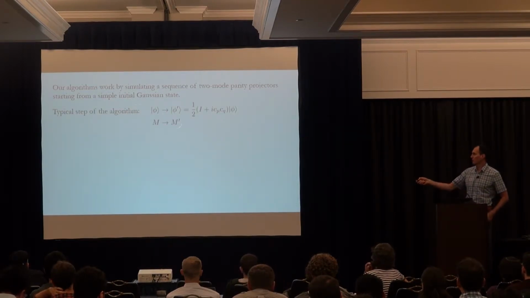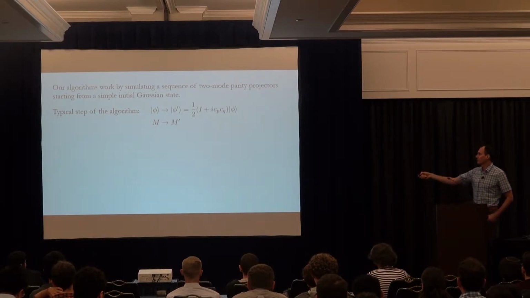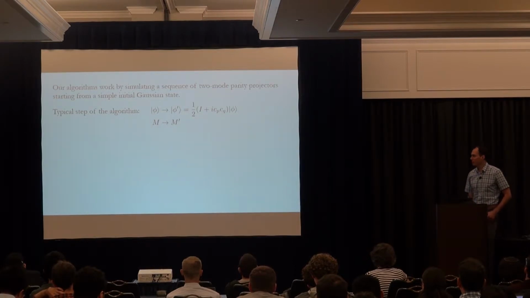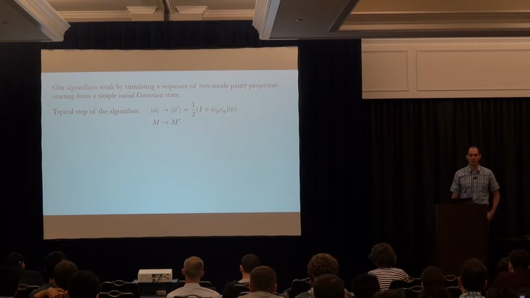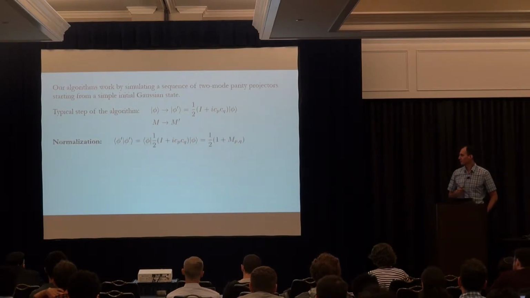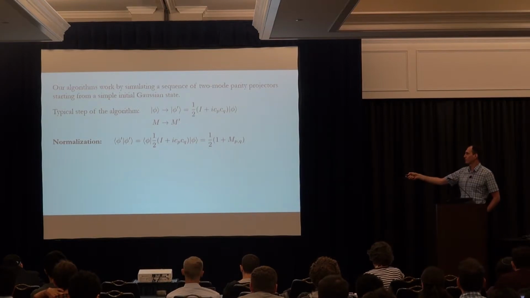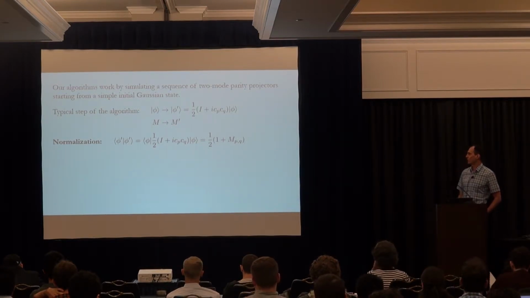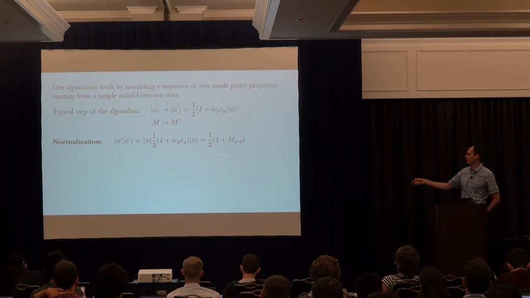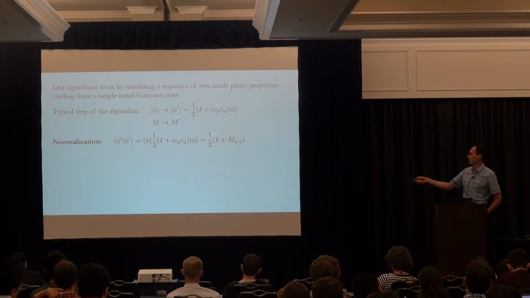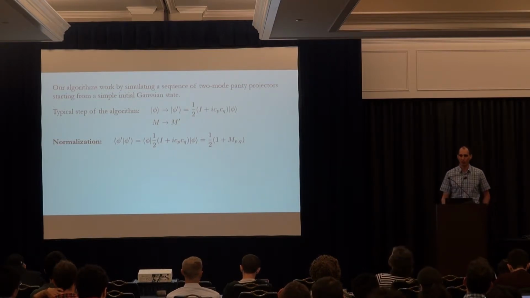And so this is a typical step of our algorithm. We have some Gaussian state phi, and we know its covariance matrix M. Then we apply this parity projector and get some other Gaussian state phi prime. Our job is to compute this new covariance matrix M prime. First of all, we can easily compute the normalization of this new state. This normalization is basically given by this matrix element of the covariance matrix.